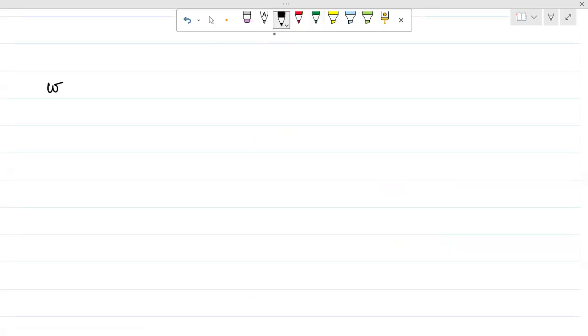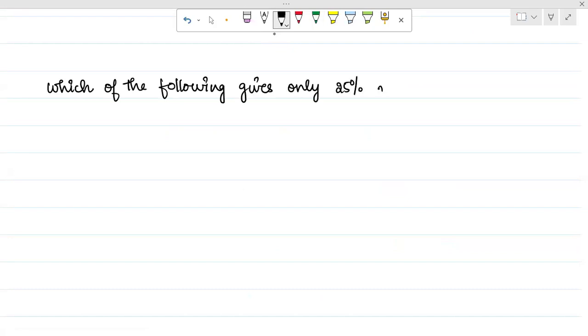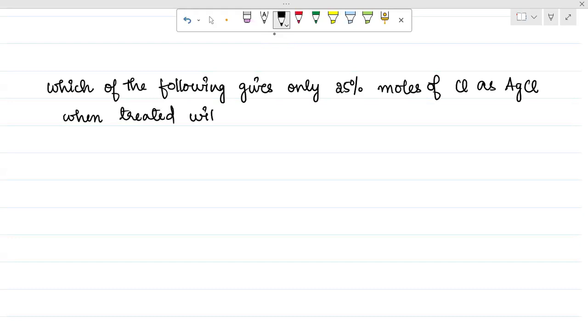The next question is, which of the following gives only 25 percent moles of Cl as AgCl when treated with AgNO3? When treated with AgNO3. Try this question on your own. Options are PtCl2.4NH3. You have to write it as coordination complexes first of all.